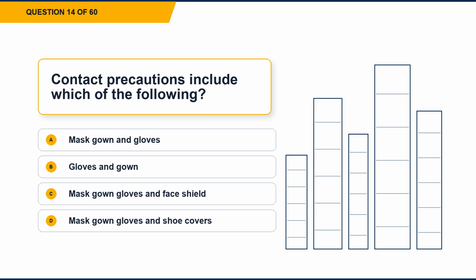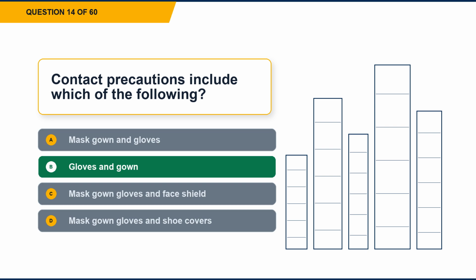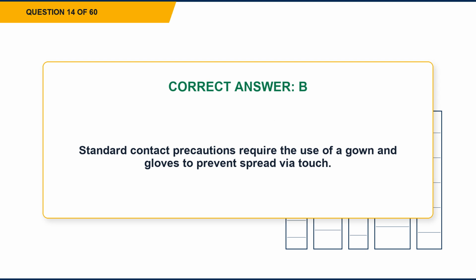Question 14. Contact precautions include which of the following? Option A, mask, gown and gloves. Option B, gloves and gown. Option C, mask, gown, gloves and face shield. Option D, mask, gown, gloves and shoe covers. The correct answer is option B, gloves and gown. Explanation. Standard contact precautions require the use of a gown and gloves to prevent spread via touch.